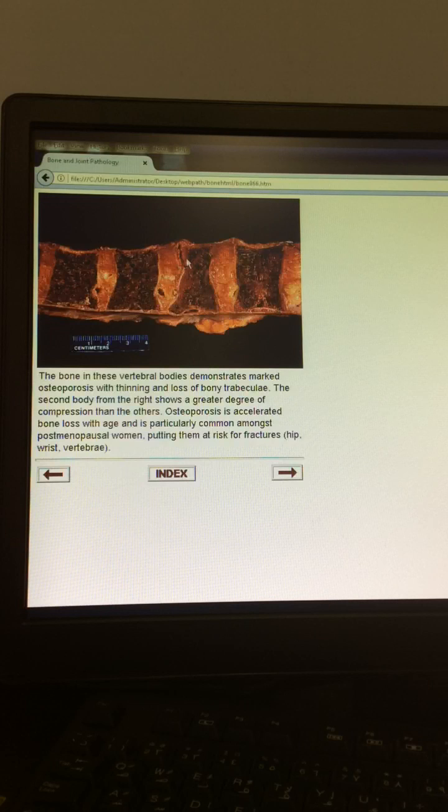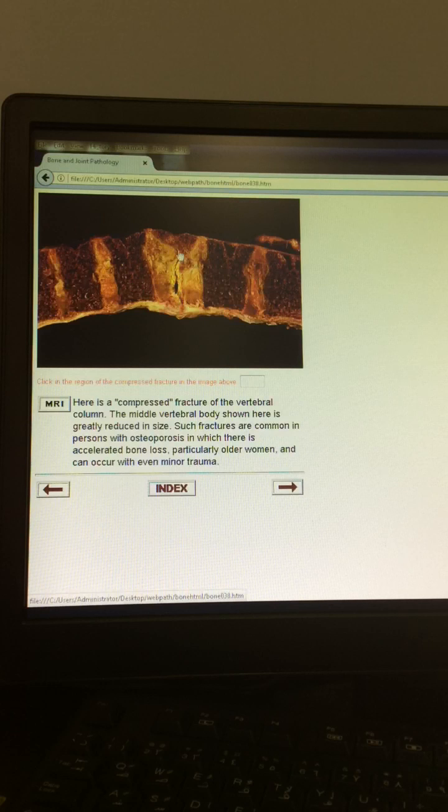The second vertebral body from the right is markedly thin and compressed compared to the others due to loss of bone trabeculae in a case of osteoporosis. And this will put the bone at risk of fracture. And in this picture you can see an example of a compression fracture in a case of osteoporosis in the vertebral column. Here you can see the vertebral body is markedly thin and lost. And here is the area of the fracture, which may occur due to any minor trauma.